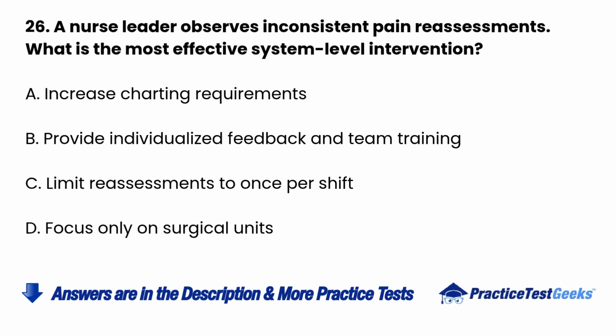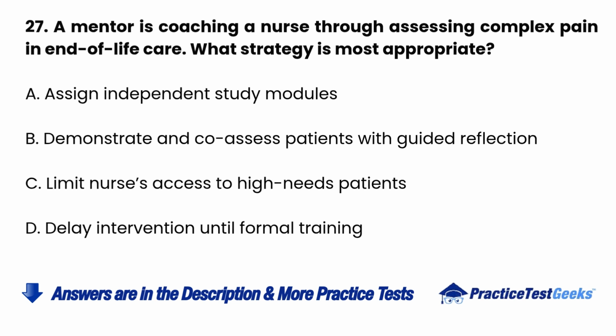26. A nurse leader observes inconsistent pain reassessments. What is the most effective system-level intervention? A. Increase charting requirements. B. Provide individualized feedback in team training. C. Limit reassessments to once per shift. D. Focus only on surgical units.